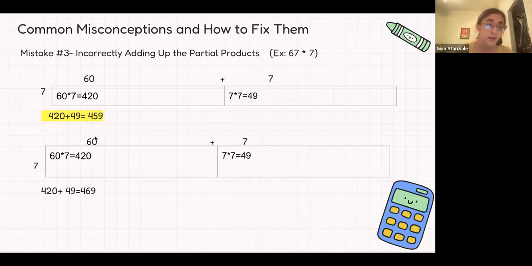And here we see that 60 times 7 is 420, and 7 times 7 is 49. But they add it wrong. So they do 459 and not 469. So it is just important that they slow down. Oftentimes, this is a result of sloppy mistakes. Students aren't taking their time, and they mess it up. So the best way to fix all of these mistakes is just to encourage your students to slow down.